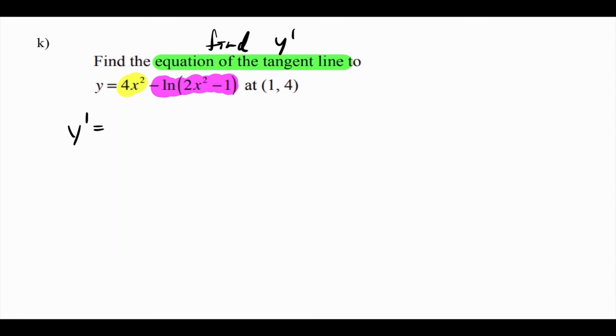So the derivative of 4x squared is 8x, right? Now I have to find derivative of the purple. Okay. Well, we know that it's going to be a fraction. The derivative of the stuff in parentheses goes on top, 4x. The derivative, whatever the stuff is, goes on the bottom. And that's it.